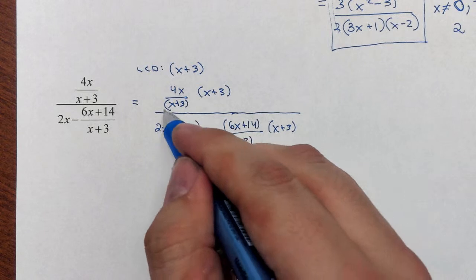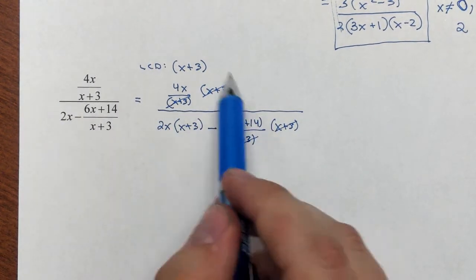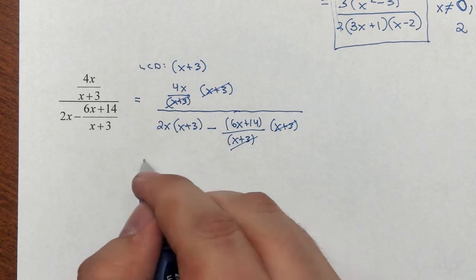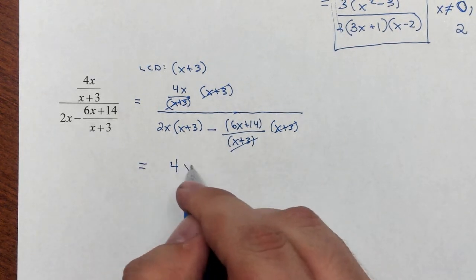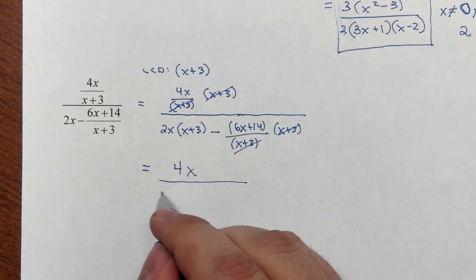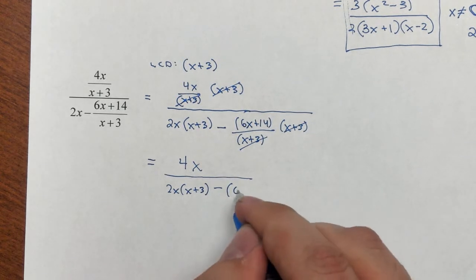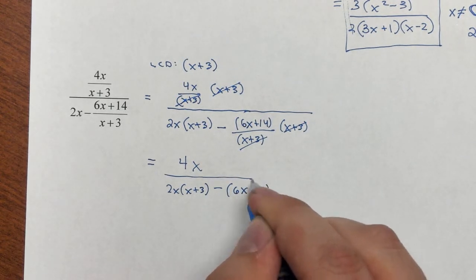The whole idea of this, again, is to allow me to eliminate the denominators inside of the fraction. I look at each of these individual terms and simplify the denominators. So what am I left with? Up top, I have 4x.